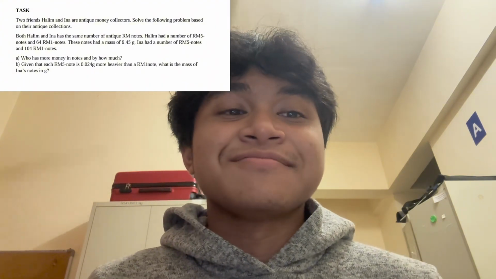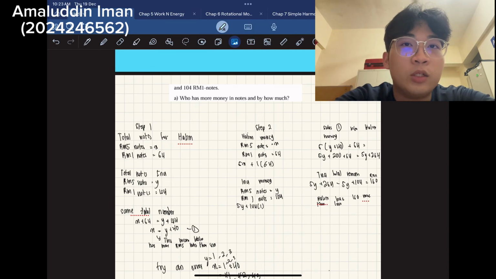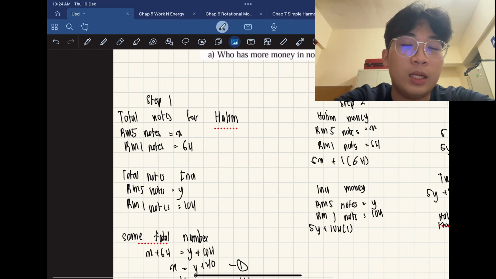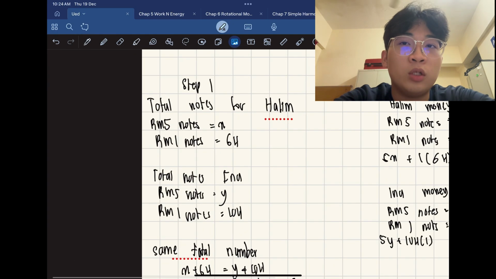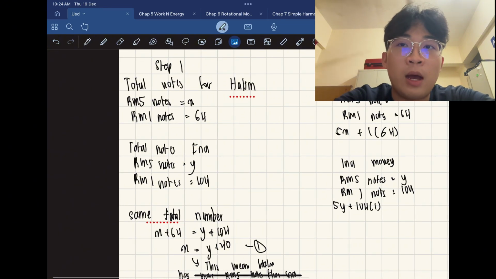For question A, I let my friend Amal solve this question. Question A, who has more money in notes and by how much? Step 1, we need to find the total notes for Halim and Ina. We get that the 5 ringgit notes for Halim is X, it isn't given how much, and the 1 ringgit notes for Halim is 64.